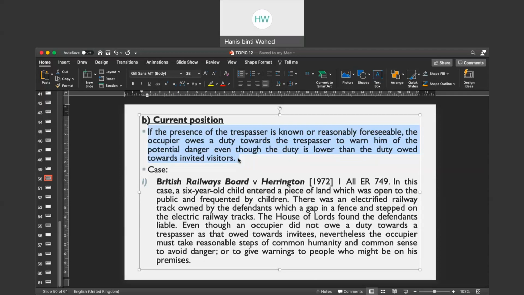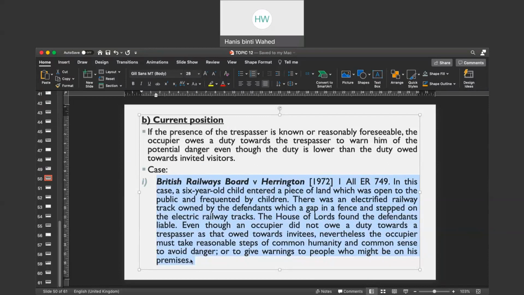Okay. For example, you can read the case of British Railways Board, a 1972 case. In this case, if you read the facts, the case involved a trespasser who was a 6-year-old child. So he entered a land owned by the defendant. He stepped on the electric railway tracks. Okay, electric railway tracks. And because of that, he suffered injury. In this case, the court said the defendants were liable. Okay, and this was a 1972 case, yeah.